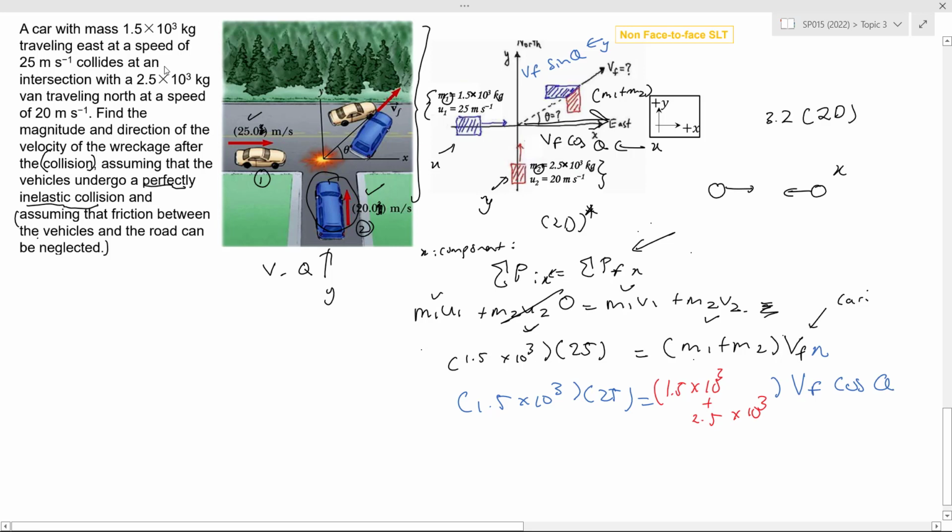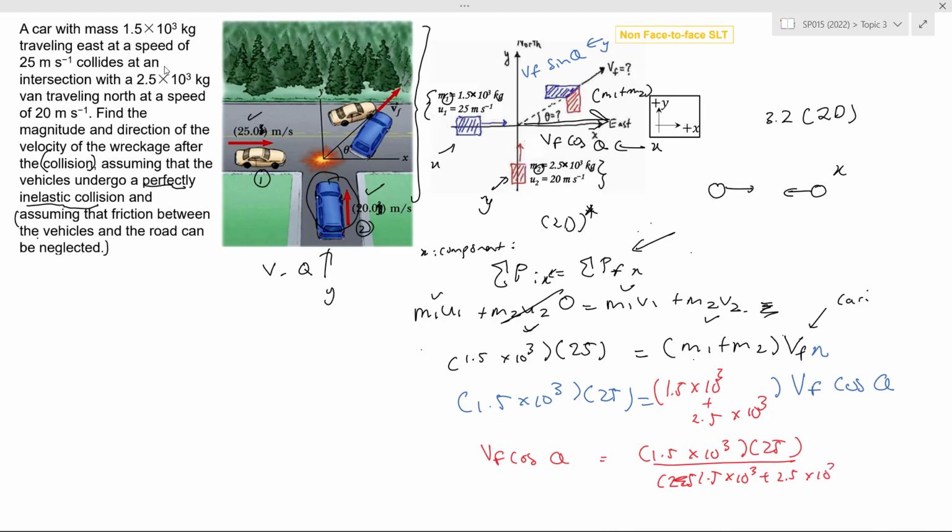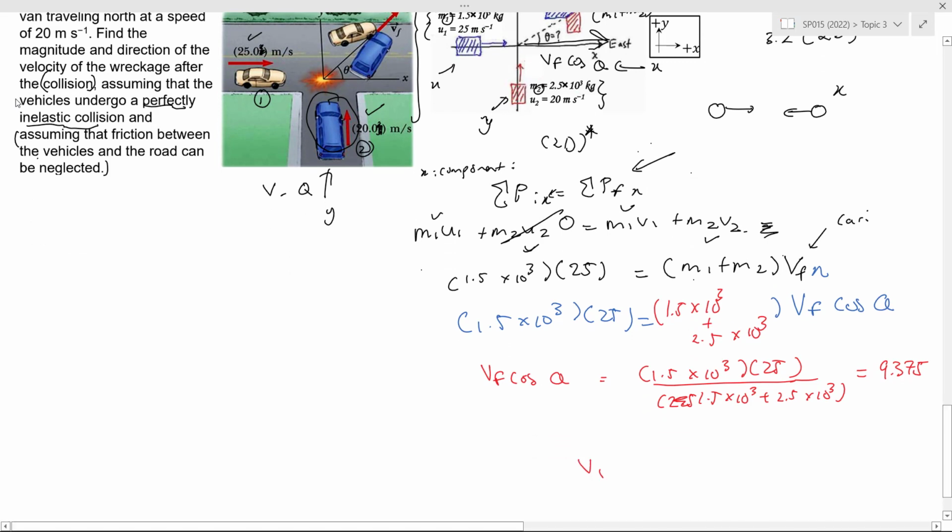Okay, so if I bring this to the other side, I will get VF cos theta equals 1.5 times 10 to the power 3 times 25 over 2.5, which is 1.5 times 10 to the power 3 plus 2.5 times 10 to the power 3. So I will actually get 9.375. Okay, so let me tidy it up a bit below. So we get VF cos theta equals 9.375 in the X component.